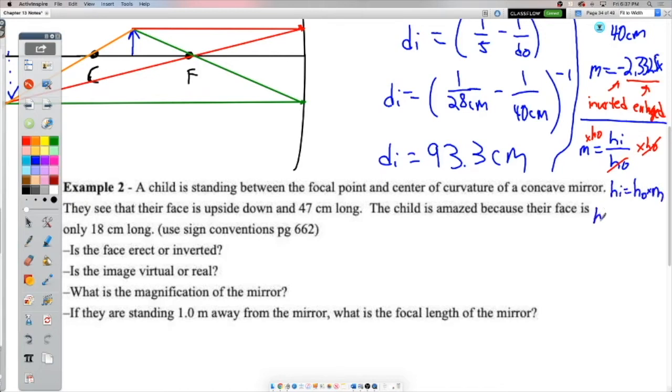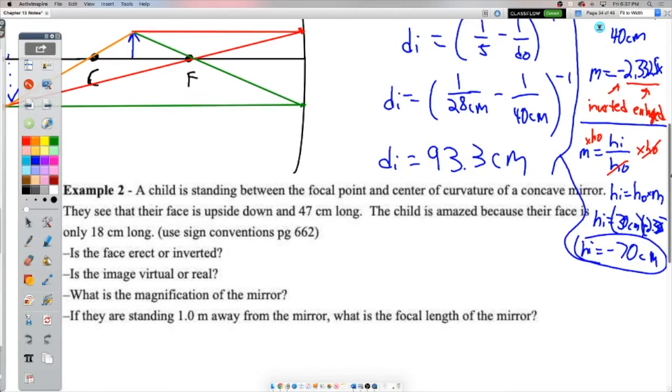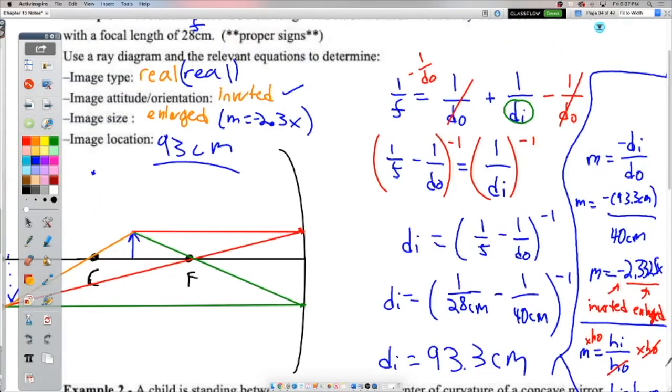So we're saying that the height of the image will be the height of the object times m, right? Times the magnification. So height of the image will be, height of the object was 30 centimeters times negative 2.3325, and you get the height of the image is negative 70 centimeters to 2 sig digs. Okay, if we wanted that information, which the question actually didn't ask us for. So what does that negative mean? It means it's below the principal axis.